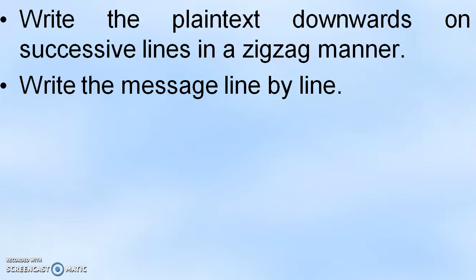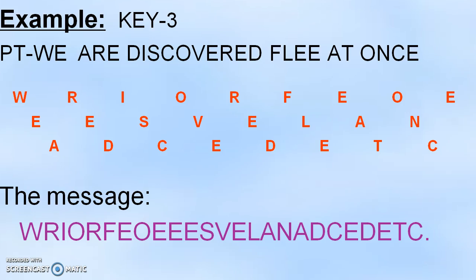Now let us see an example. So here in this example, your plain text or the message to be encrypted is "We are discovered, flee at once." And your key size is equal to 3. That means you have to write this plain text in 3 different lines. Okay. So you have to write this plain text in 3 different lines in a zigzag manner. So I have written this as W-E-A. That is W-E-A-R-A-D. That is a zigzag manner. Okay. This plain text has to be written in 3 lines in a zigzag pattern.